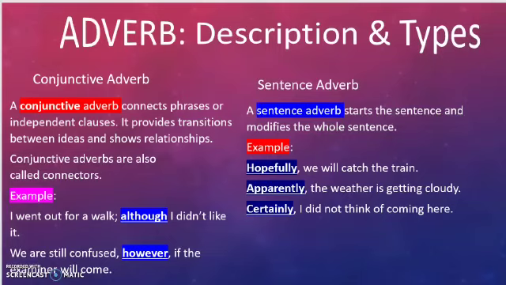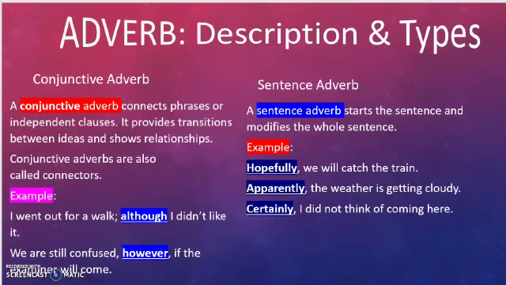For example, I went out for a walk. It is the first part of a sentence, although I didn't like it. So there is a result. There is a reason. Okay, why? What happened? We are still confused. However, if the examiner will come.